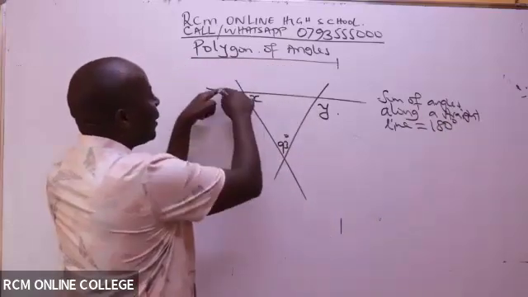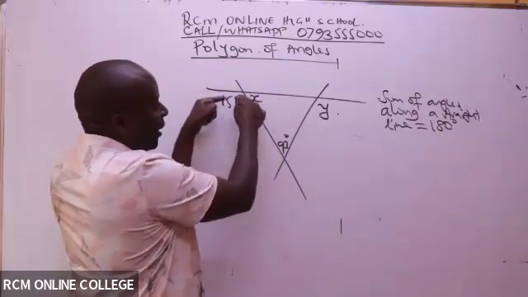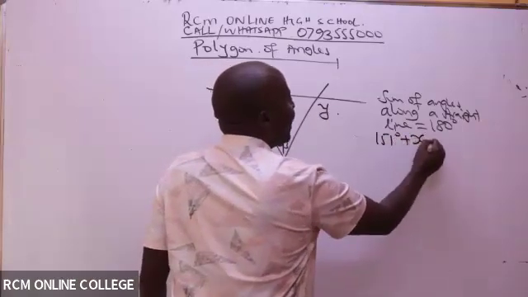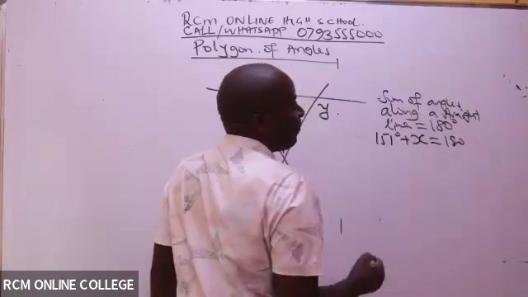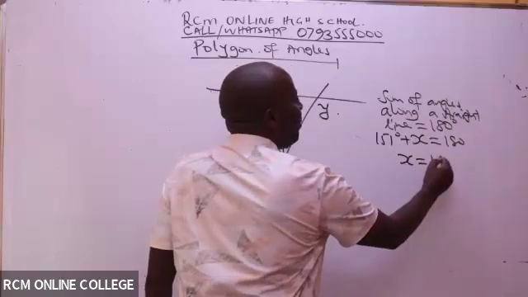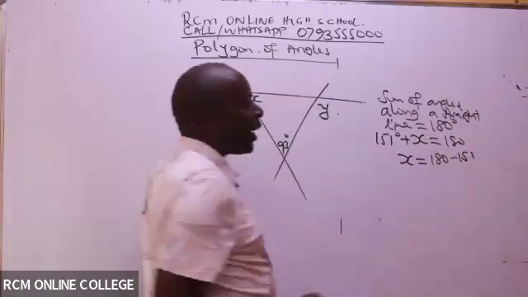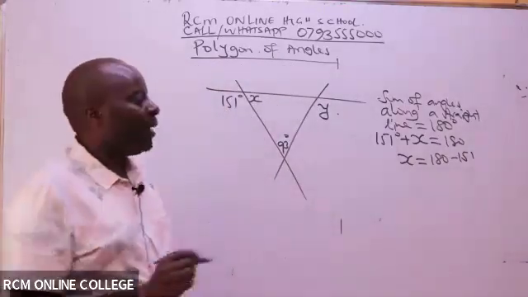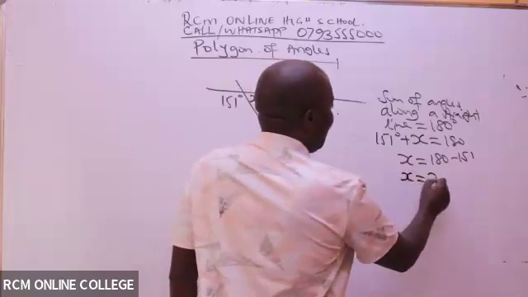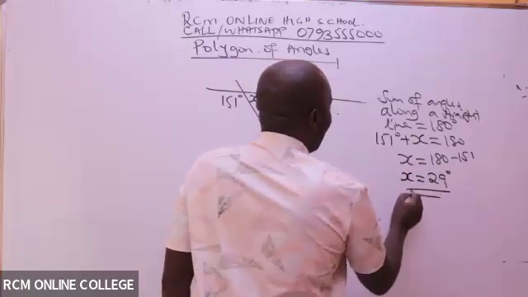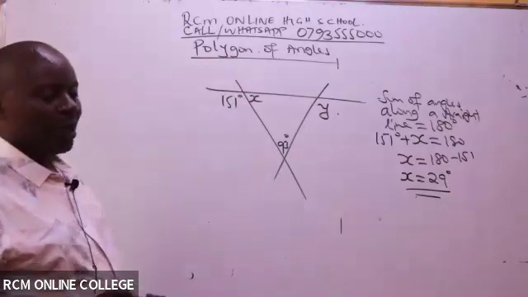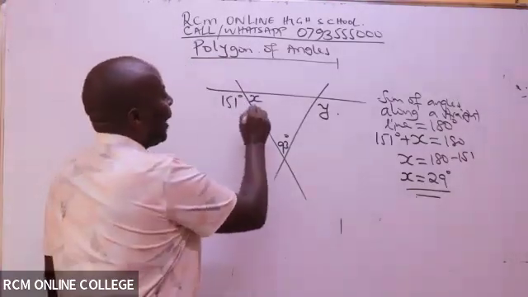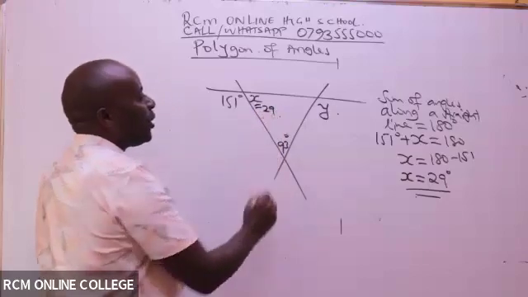So this is a straight line and I can see the angles here along a straight line. So we have here 151 degrees plus x should be equal to 180, meaning that x will be 180 minus 151 degrees. My x in this case here will be equal to 29 degrees. Very, very important.